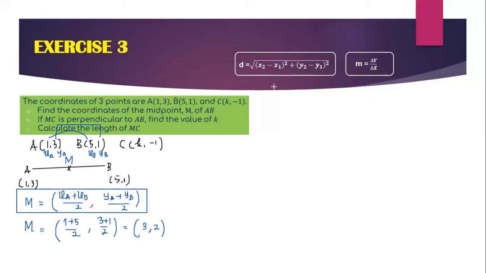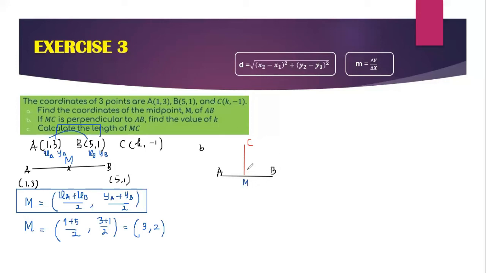Now we go to question B. So what is question B? MC is perpendicular to AB. Oh, perpendicular. Okay, this is question B. AB is this one here, and MC is perpendicular to it, this one. Very easy, right? Then this one is C, and this one is M, and here is A, and here is B.